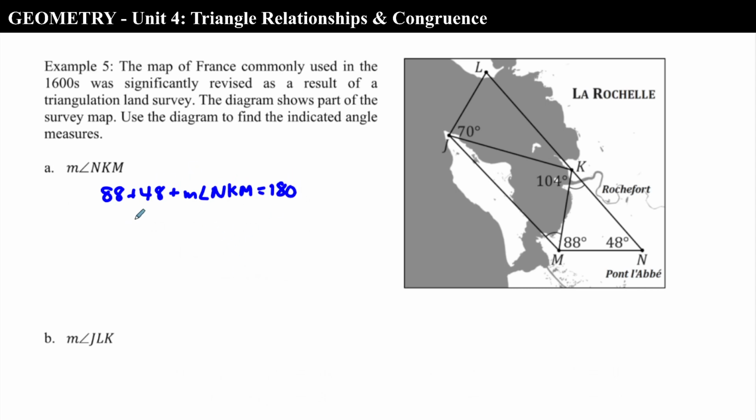Well, we add those together, we get 136 plus the measure of NKM equals 180. And then we subtract 136 from each side. And that's going to give us 44 degrees. So what I suggest you do here is we go ahead and start labeling our diagram as we get some of these angle measures. So this is going to be 44 degrees. This angle is congruent to this angle. That's indicated. So I'm going to go ahead and put 44 in here as well.